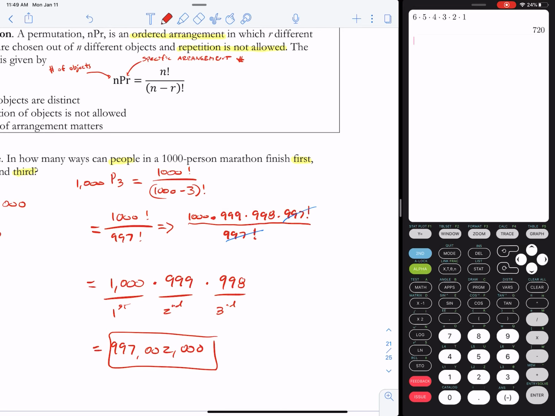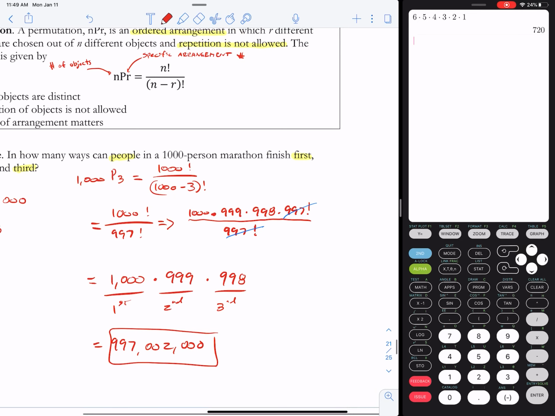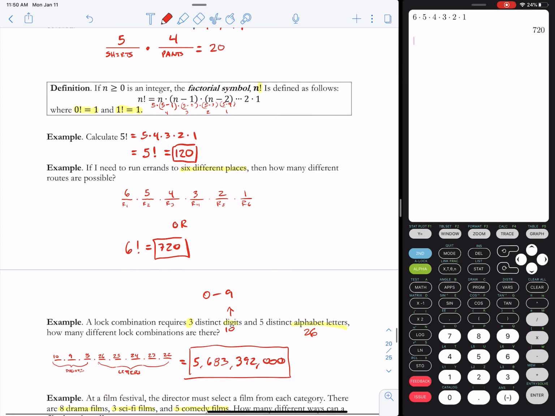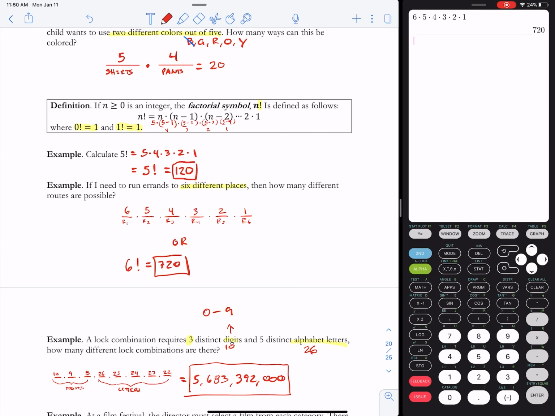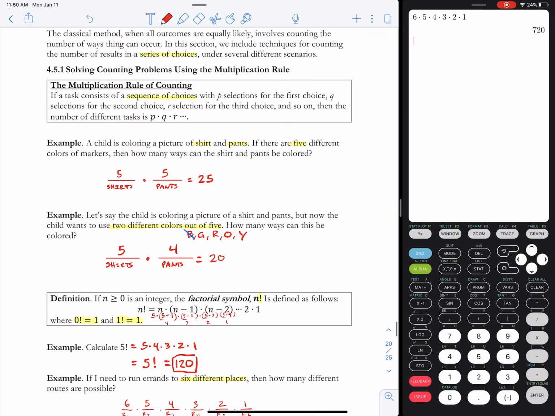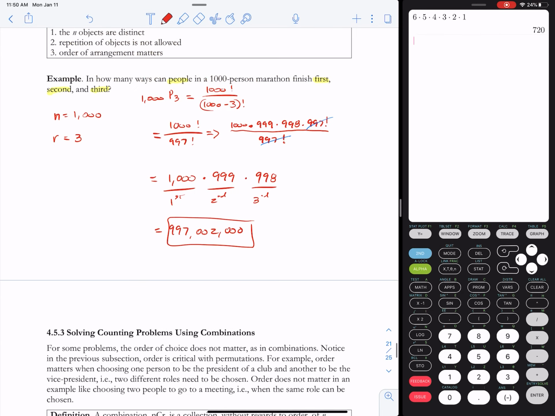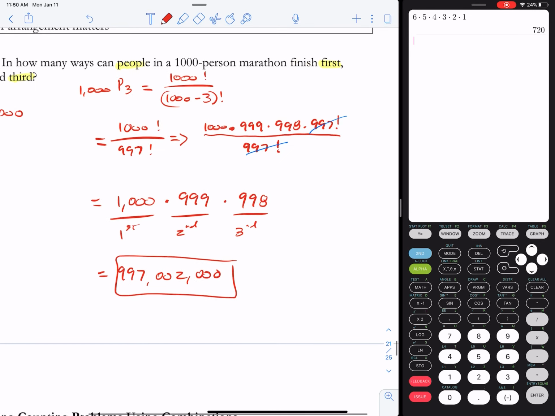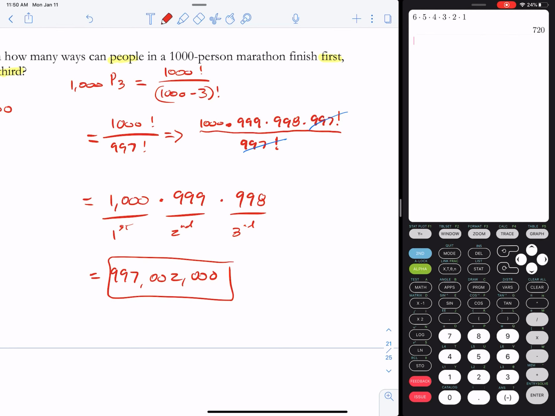I hope the connection is being seen to what we did in our prior examples up above with the shirts and pants. What other examples did we have up above? The 6 factorial in regards to our errands. Those would be very similar to what we did here. Now there's an easier way of doing this in your calculator, and I'm going to show you. All we're going to enter is 1,000 permute 3, and it's going to give us this 997,002,000 down here at the bottom.